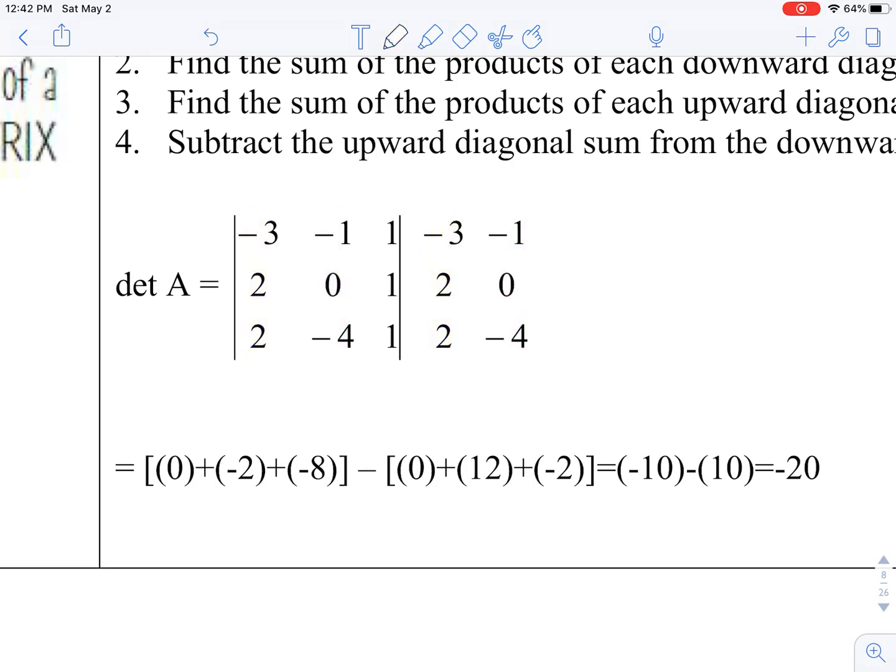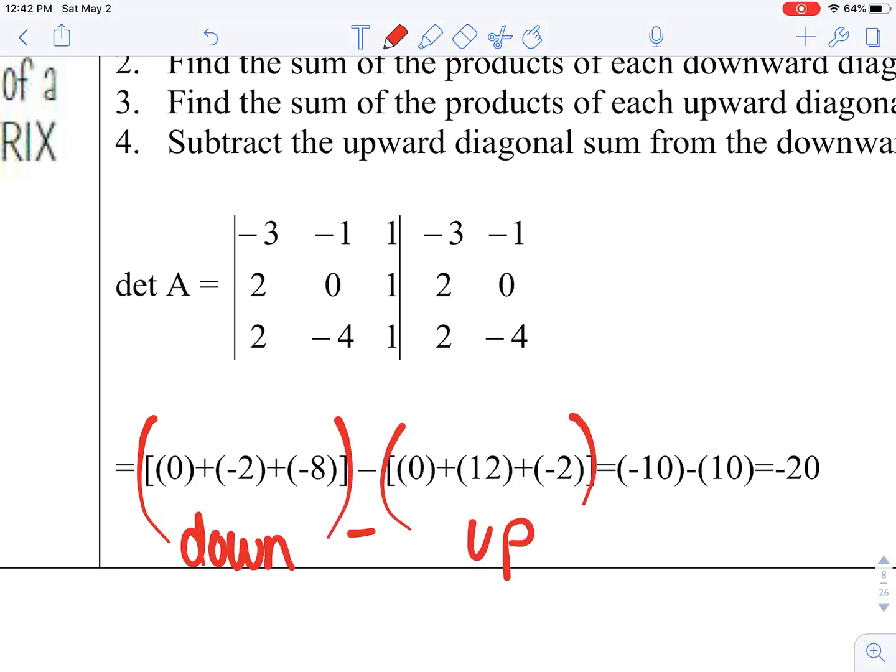Then the next thing is downs minus ups. So downs minus the ups. So watch this. Negative 3 times 0 times 1 is 0. Negative 1 times 1 times 2 is negative 2. 1 times 2 times negative 4 is negative 8. You sum those up and they'll give you negative 10.